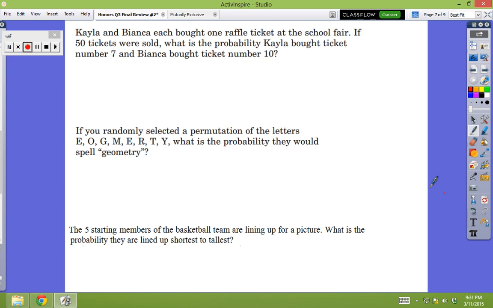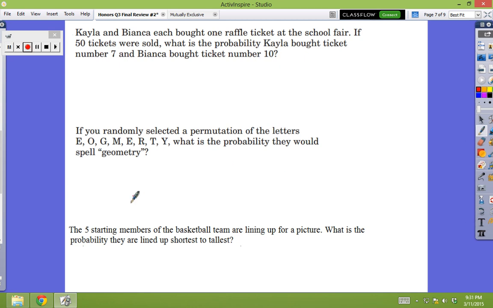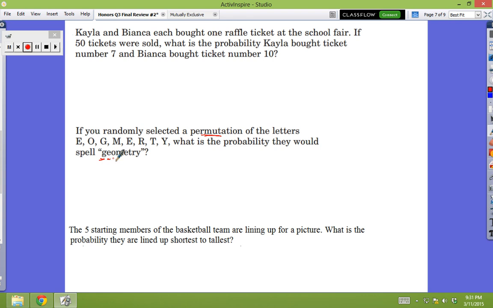Okay, this next one. If you randomly selected a permutation of the letters, like these are Scrabble letters all mixed up in a bag, and you're choosing at random, what is the probability that you're going to spell G first, that's your second, you have to do them in order, and it spells geometry. So in that bag, 1, 2, 3, 4, 5, 6, 7, 8 letters to choose from.